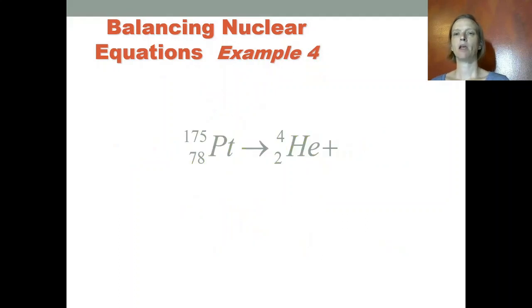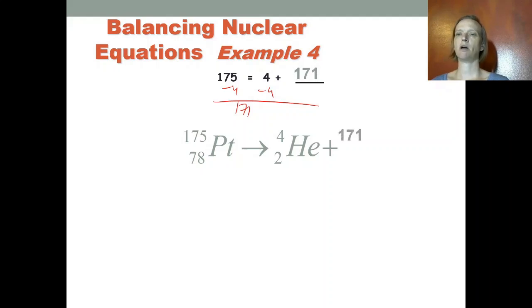Last example. Platinum is decaying into an alpha particle and something else. So 175 equals 4 plus something. Subtract 4 from both sides of the equation. You get 171 is your missing number up top for mass.